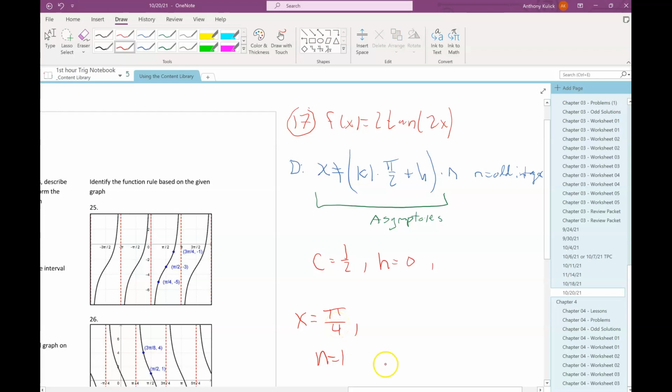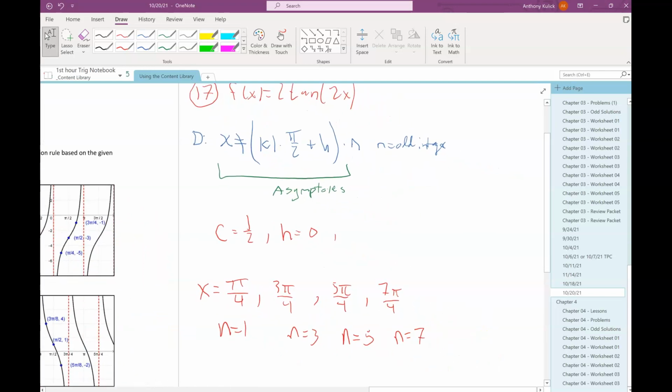When n is 3, that's the next odd number. I'd have 3 pi over 4. When n is 5, I'd have 5 pi over 4. When n is 7, 7 pi over 4. When n is 9, I'd have 9 pi over 4.